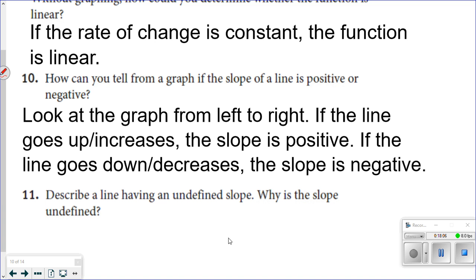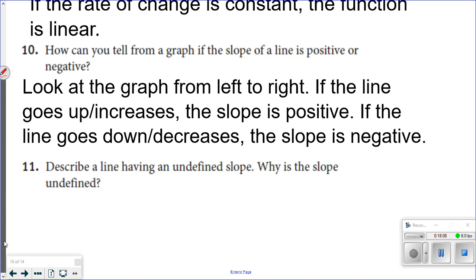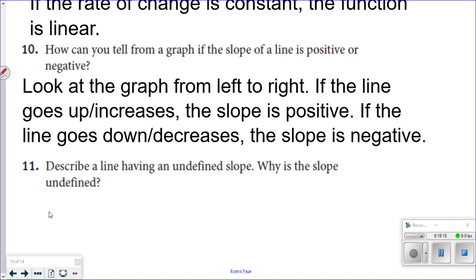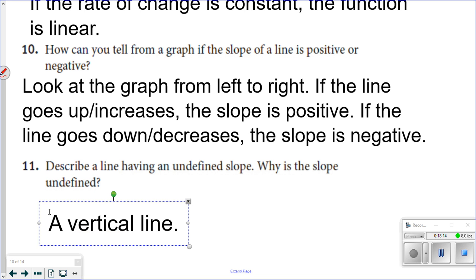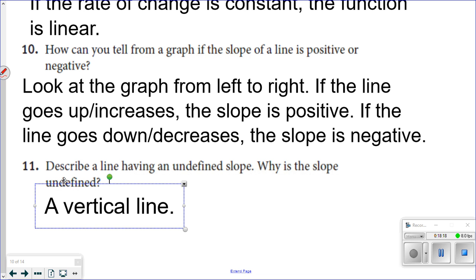Describe a line having an undefined slope. A vertical line has an undefined slope. Why is it undefined? Because we cannot divide by 0. The x-coordinate in the denominator is 0, and when we divide by 0, we get undefined.